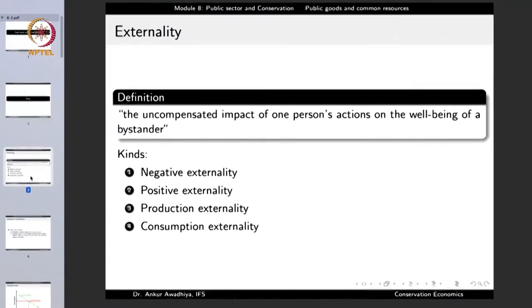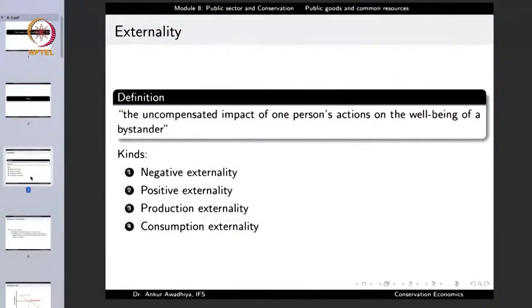We saw that externality is the uncompensated impact of one person's actions on the well-being of a bystander. Now, externality is going to be a very important factor in this lecture as well. So somebody is doing something, but that action is also impacting other people who have got nothing to do with that decision or that action, and they are also not getting compensated for those impacts. In that case, we say that it is an externality, and it is of four kinds.